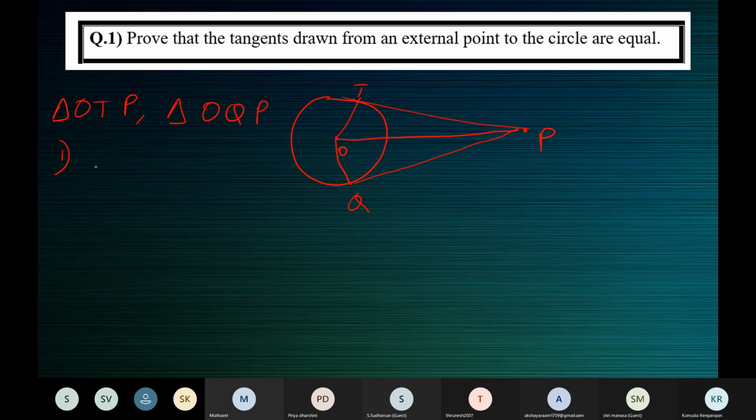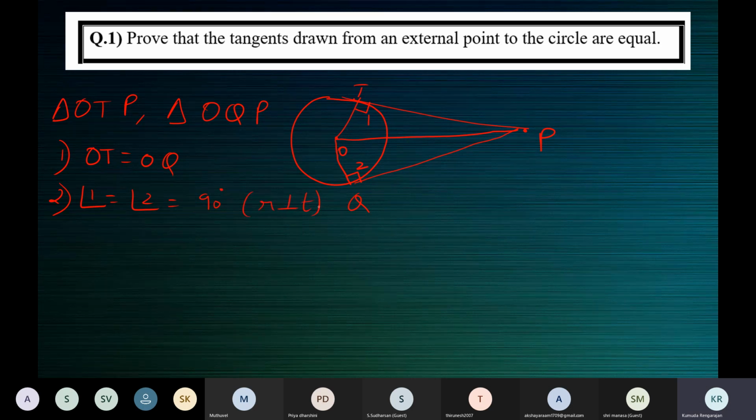Yes, Priyadarshini, you said something. Yes, ma'am. OT equals OQ, ma'am. Okay, Thirunesh, another one. Angle OTP is equal to angle OQP. Radius and tangent are perpendicular to each other. So this is 90 by the theorem. So angle 1 is equal to angle 2 is equal to 90 degrees, because by the theorem, radius and tangent at the point of contact are perpendicular to each other.